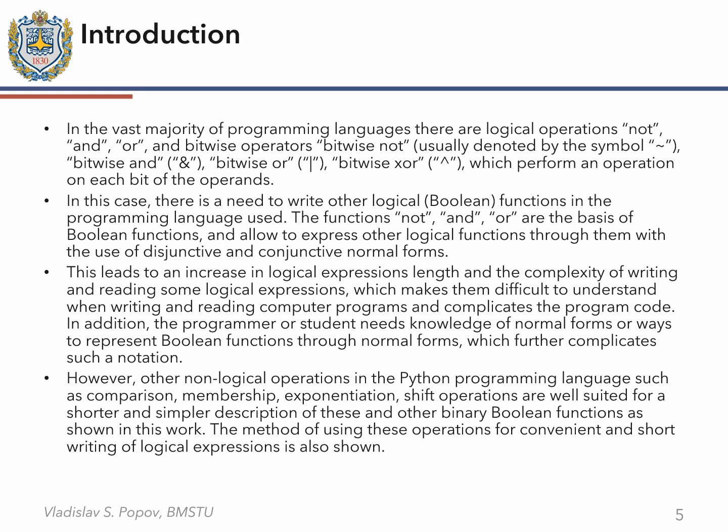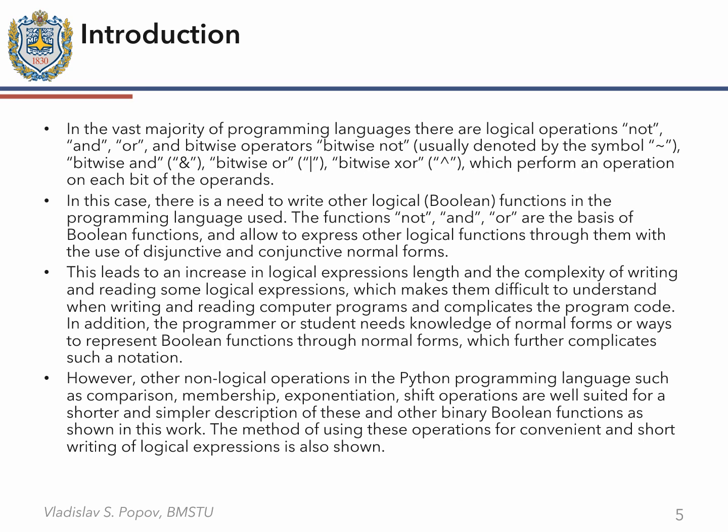The functions not, and, or are the basis of Boolean functions and allow us to express other logical functions through them with the use of disjunctive and conjunctive normal forms. This leads to an increase in logical expressions' length and the complexity of writing and reading some logical expressions, which makes them difficult to understand when writing and reading computer programs and complicates the program code.